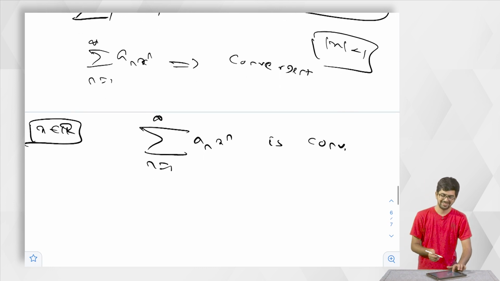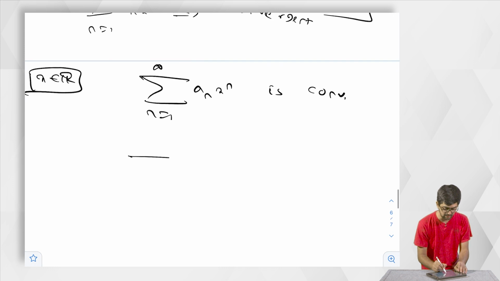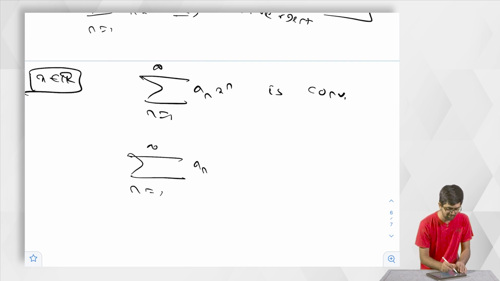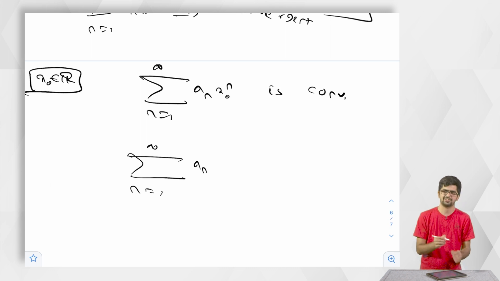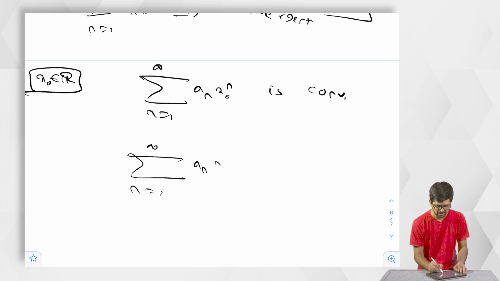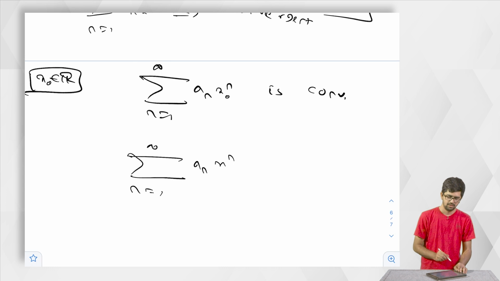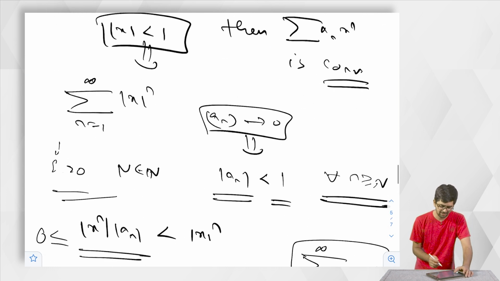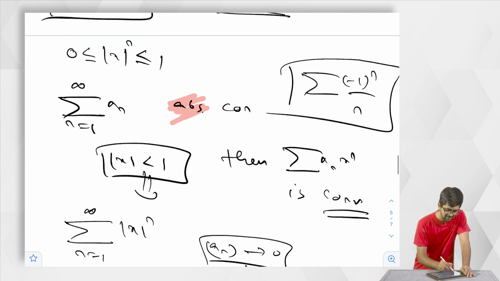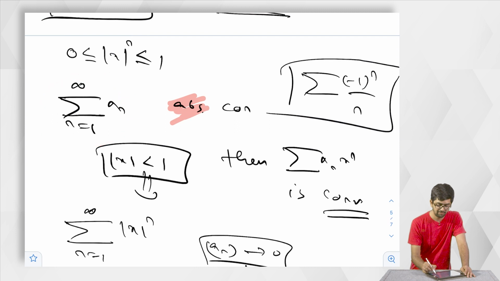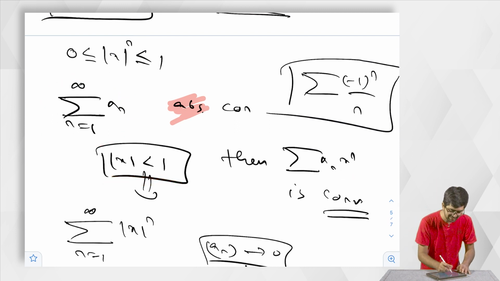Now let us take another series, summation from 1 to infinity of a_n x^n, where x0 is a fixed point. Previously, observe what the convergence of summation a_n implied for some arbitrary x with mod x less than 1. Now we are putting something here, x0, something like that.